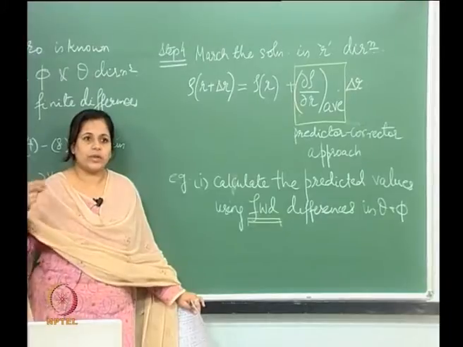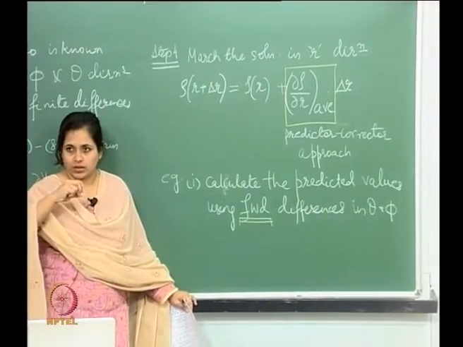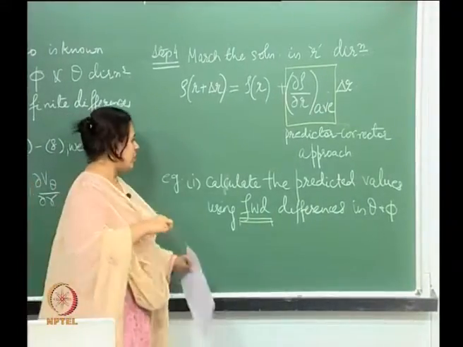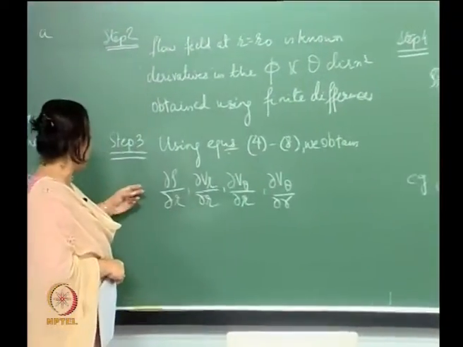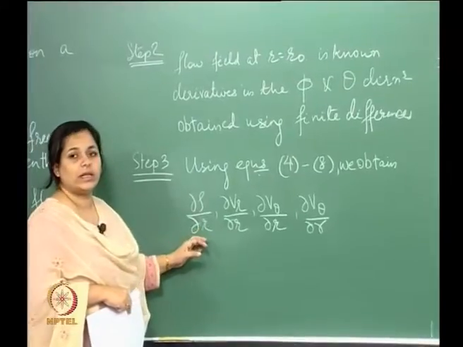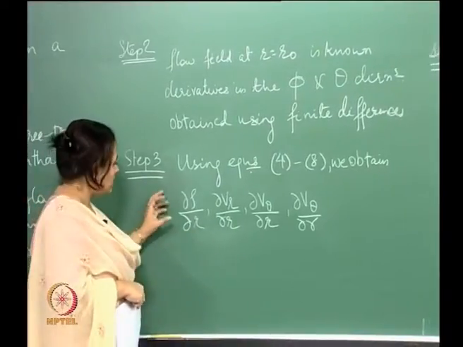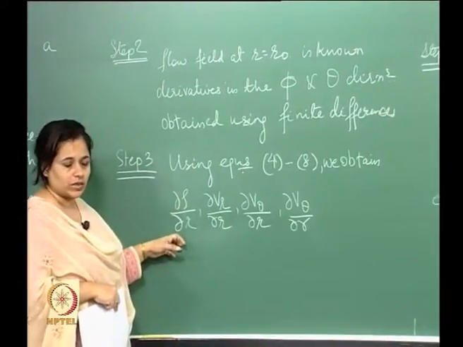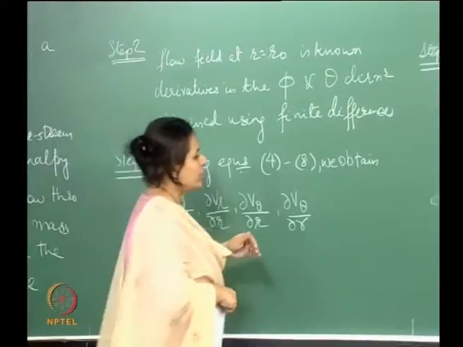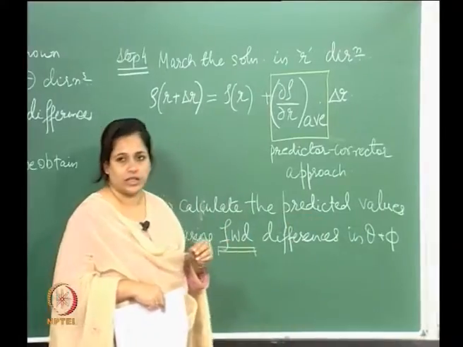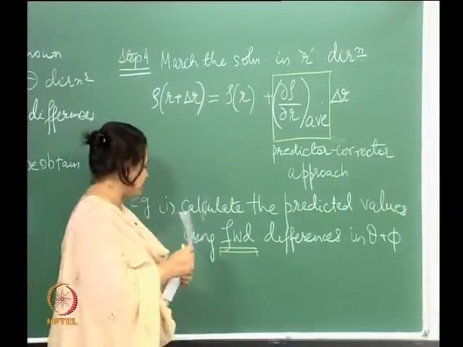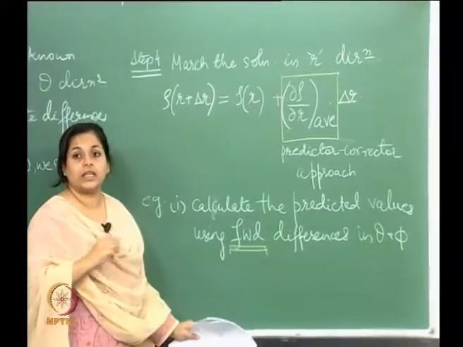Okay. So, we will predict a value at a particular point. How will we do that? You see, we have this, for example, del rho del R here. Now, this is available to us. So now, using a forward difference in theta and phi, we calculate the predicted values.